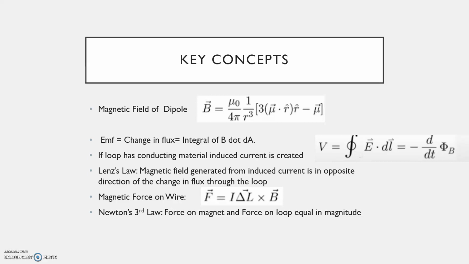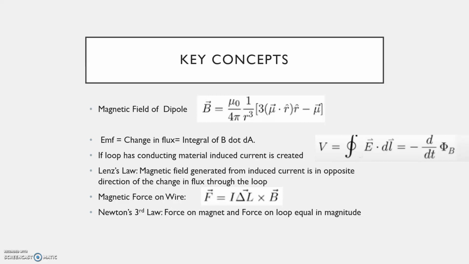It was also important to recognize that if a loop has a conducting material, then the change in flux will create an induced current. Lenz's law states that the magnetic field generated by the induced current is in the opposite direction of the change in flux through the loop, and that the magnetic force in a wire is F equals I delta L cross product with the magnetic field.